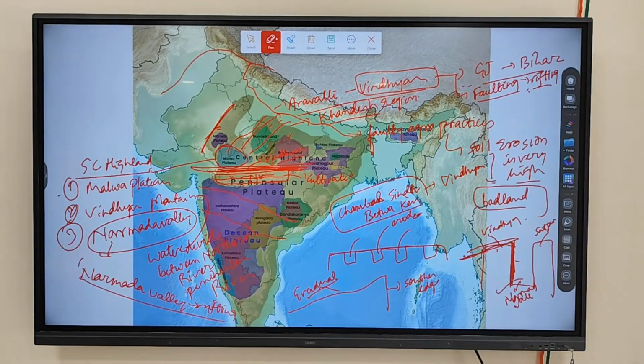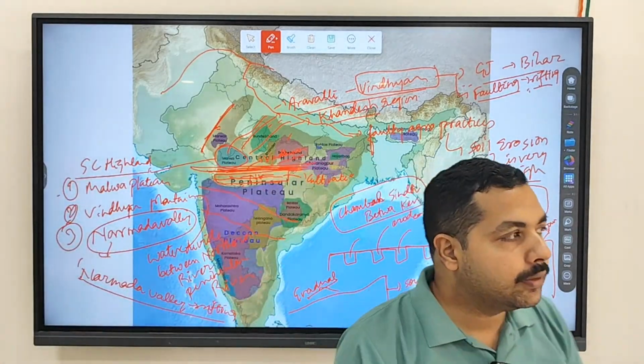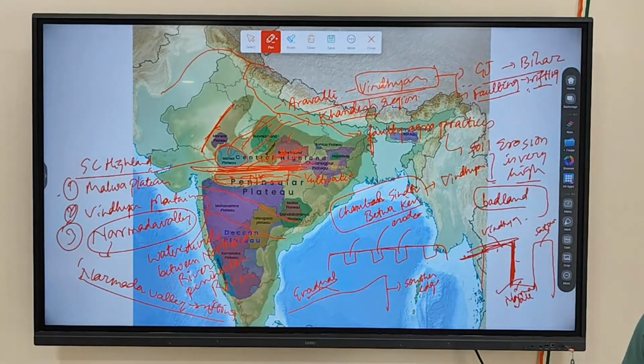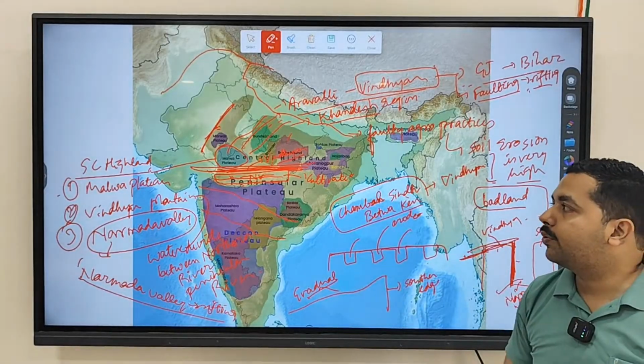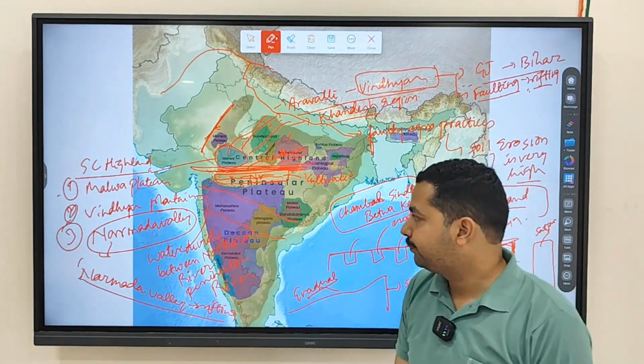Clear? So this is all about your North Central Highland and South Central Highland. In the North Central Highland, what you are finding? You are finding Bundelkhand, Madhya Bharat Pathar, and the Aravallis. In the South Central Highland, what you are finding? Malwa Plateau, Vindhyan and Narmada valleys.